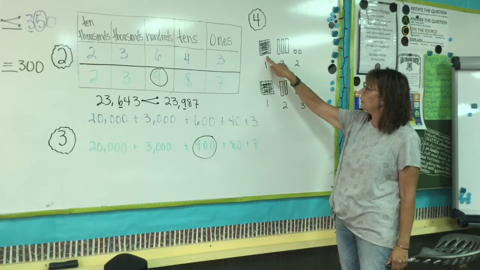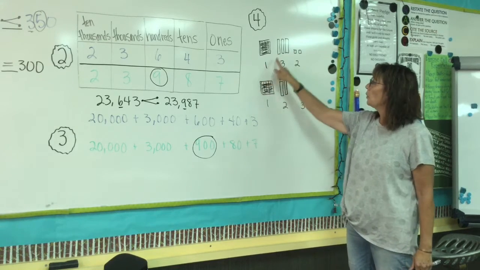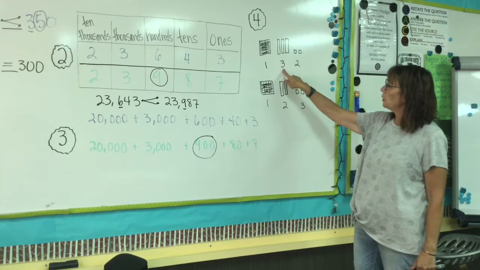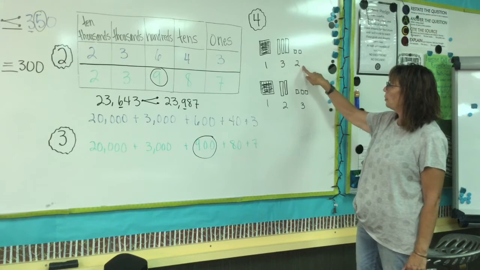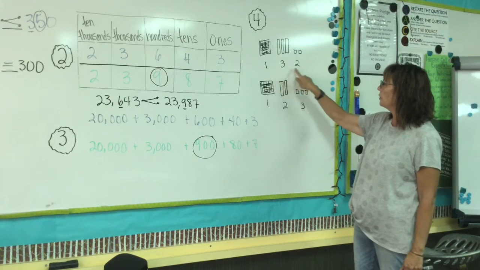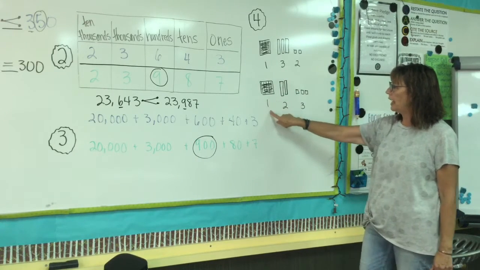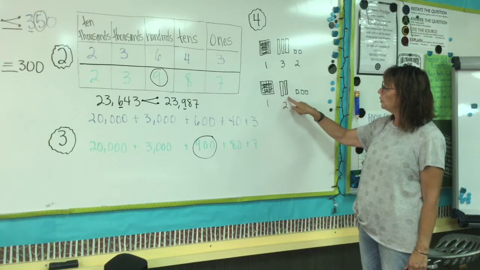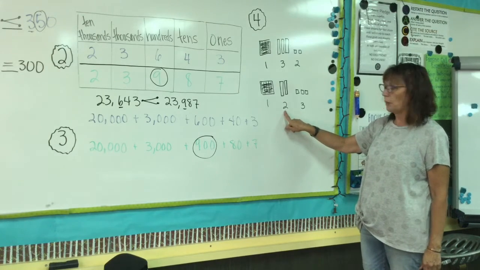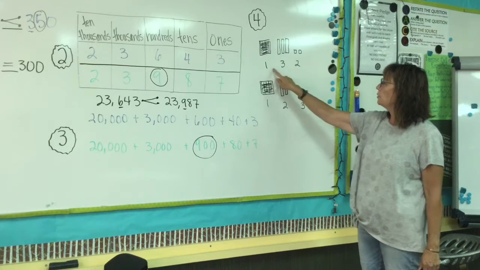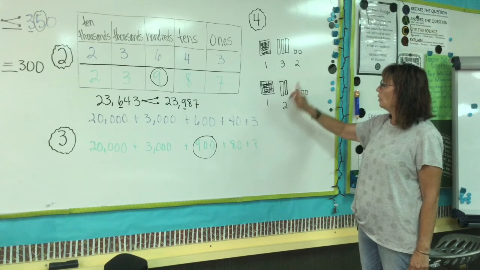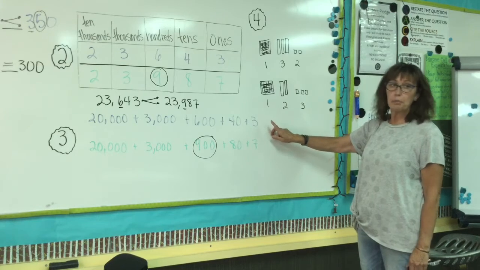And here we've got 1 flat, which represents 100. We have 3 skinnies, which would be 3 tens, or 30. And here we have 2 bits, which represents 2. So 132. Here we've got 1 flat, so 100. We have 2 skinnies, which is 20, or 2 tens. And here we have 3 ones. So 123. Again, we can compare by place value.